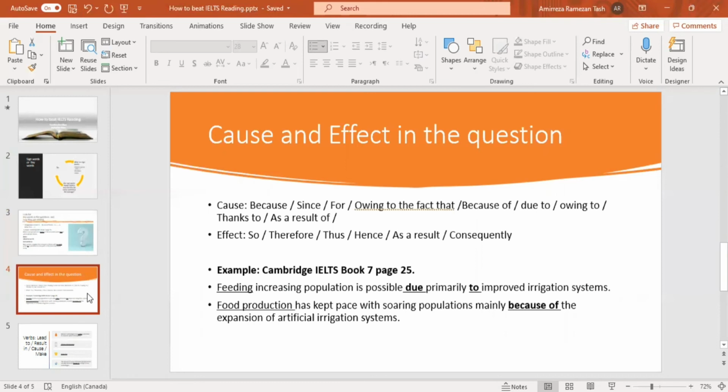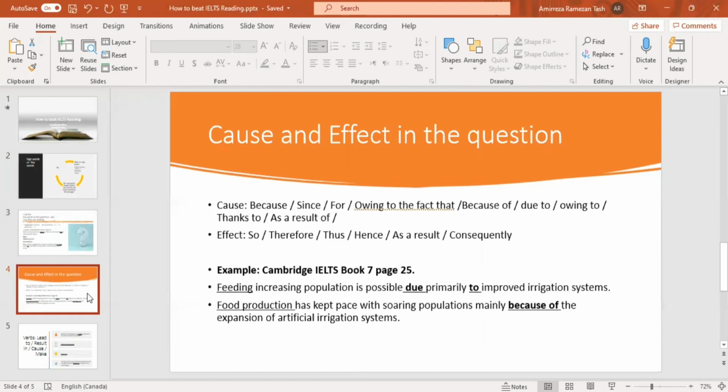These types of linkers are going to show us the cause and effect relationship between the words used in a sentence. We can also use effect linkers like so, therefore, thus, hence, as a result, consequently. They also show effect. So we can say cause, effect, and they can be used interchangeably. So when it says because, we can find all the words which are synonyms to this linker as a cause.